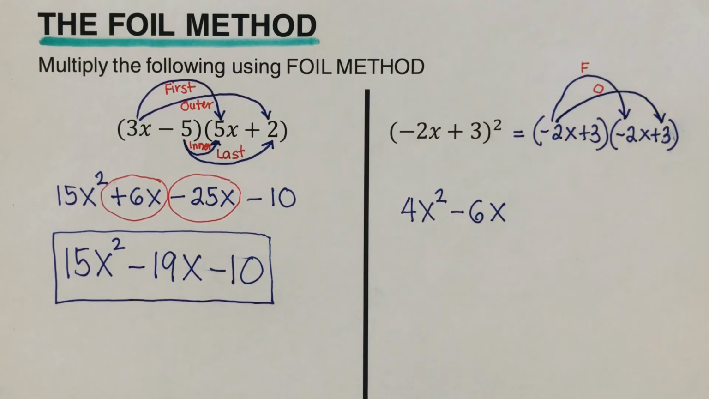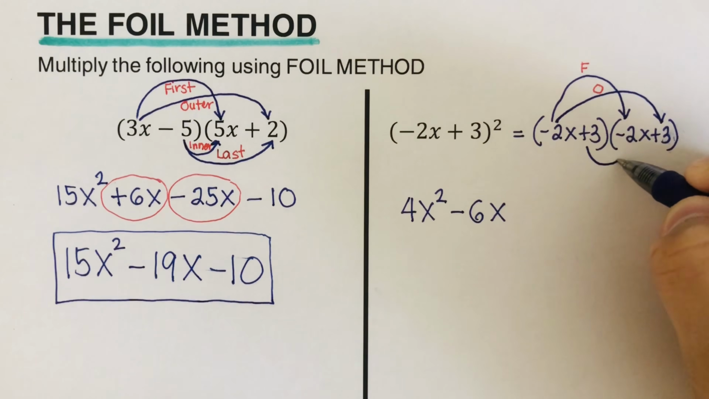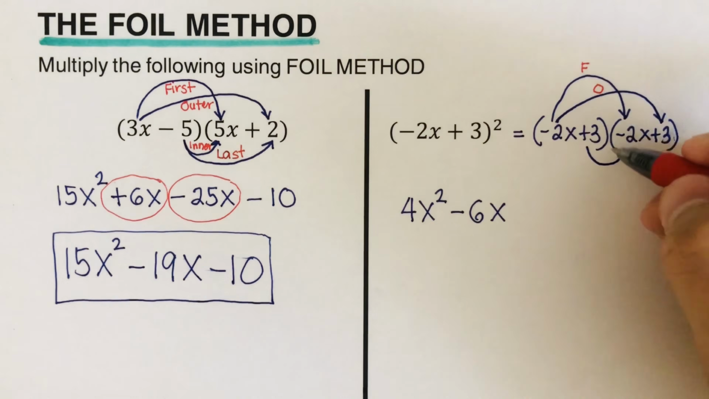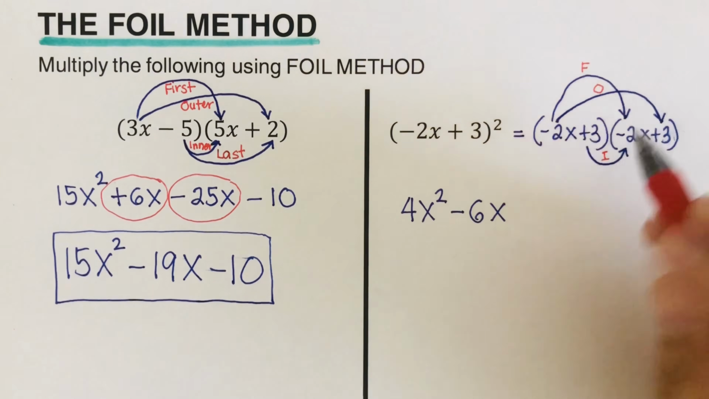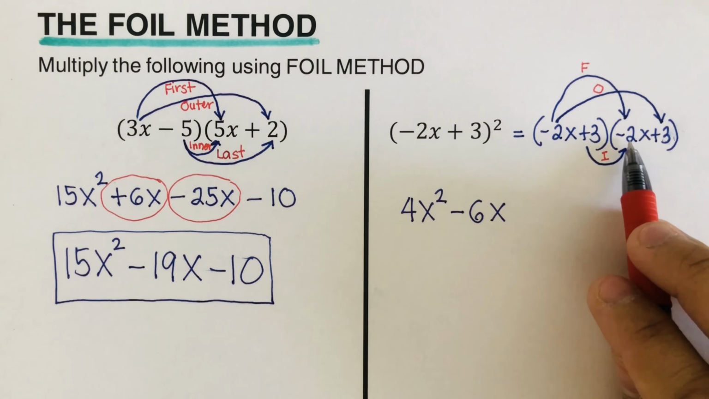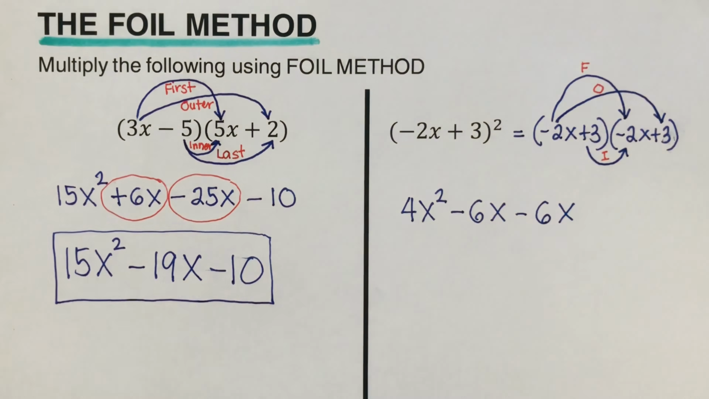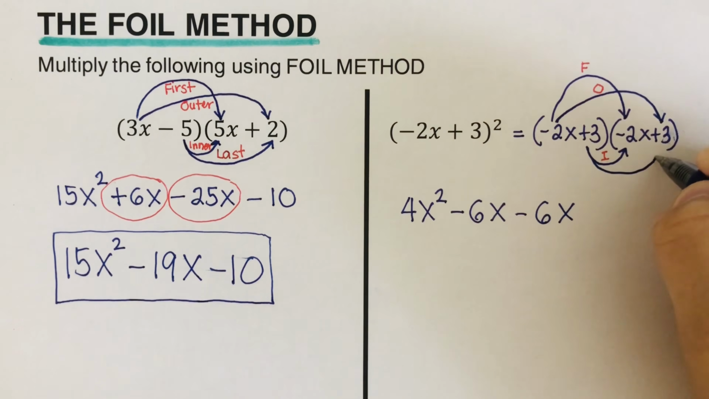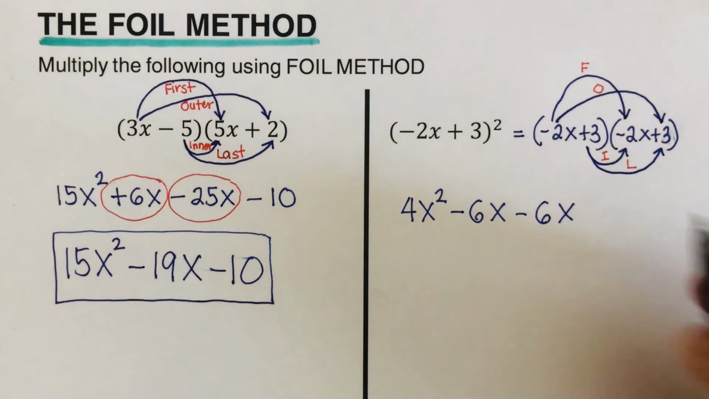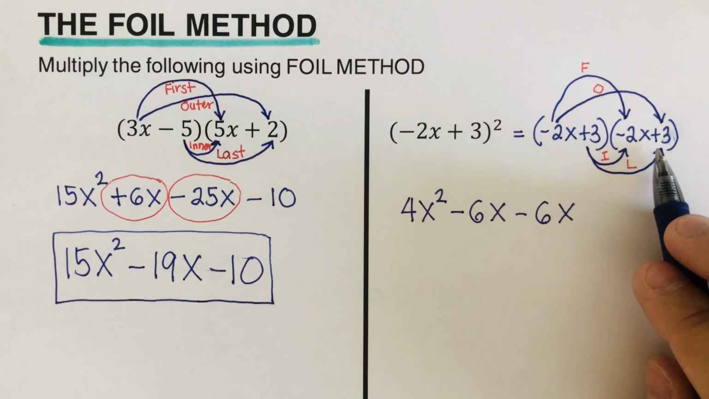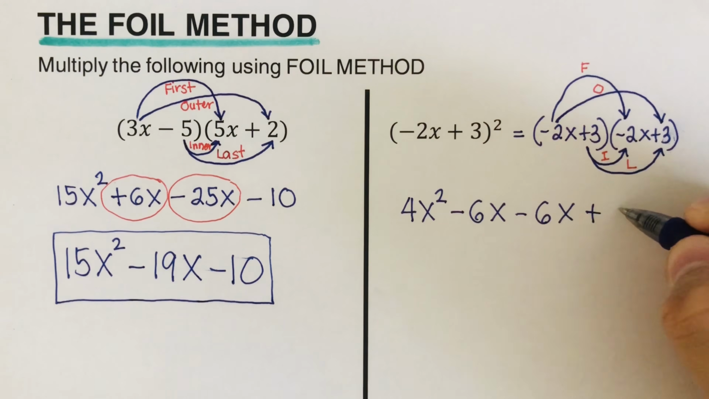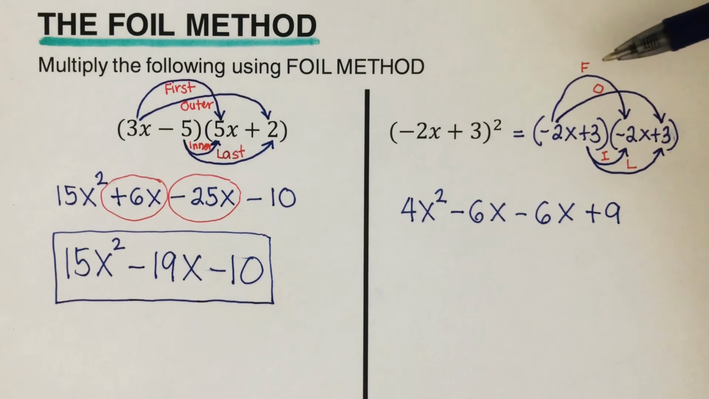And then the inner, so we have these two terms right here. I'm going to label this as I. If we multiply positive 3 times negative 2x, that is a negative 6x. And then the last term would be this 3 right here. So we're going to multiply these two, and that would be last. So we have 3 times 3, which would be a positive 9. As you can see, we have a nice acronym here, FOIL.